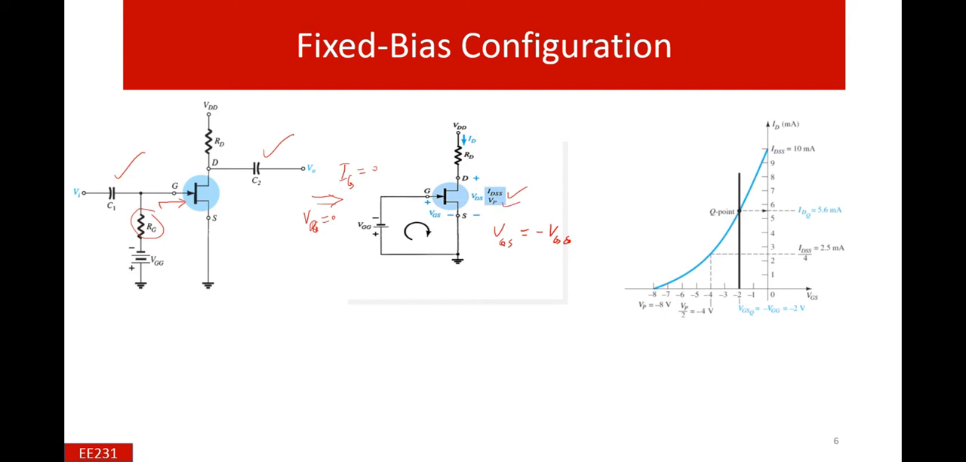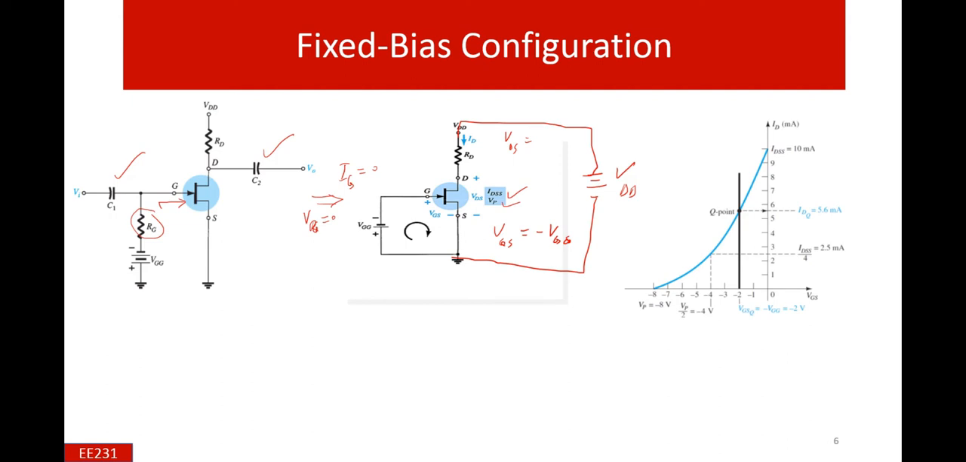The next point is how to find the value of VDS. This was already covered in the last lecture. We have to apply KVL across this loop. This is simple, so we can apply the simple KVL here. This is VDD, and we can find the value of VDS.